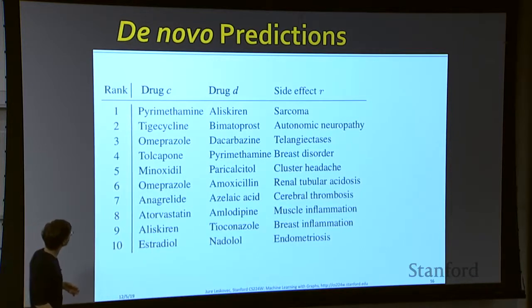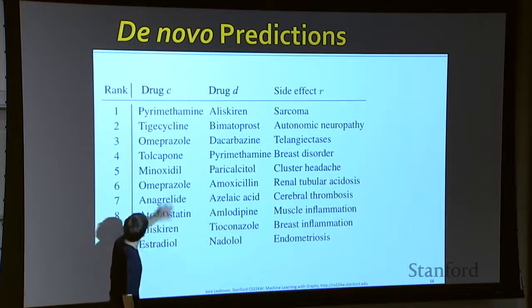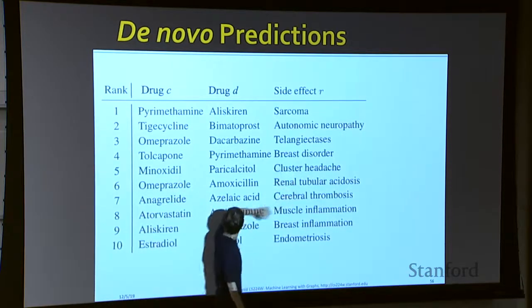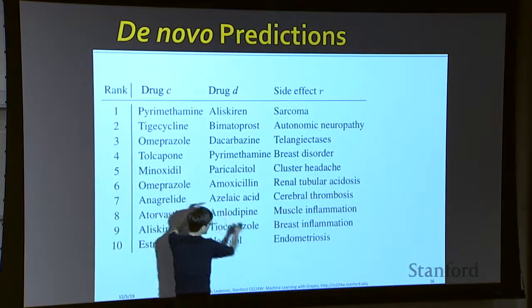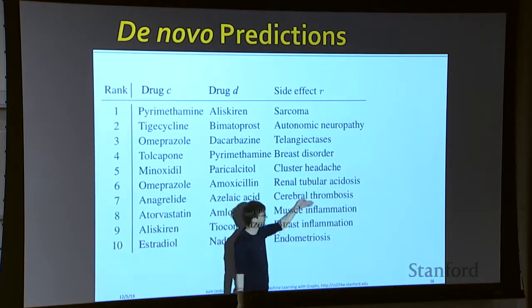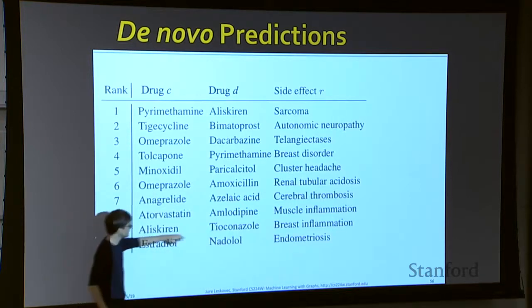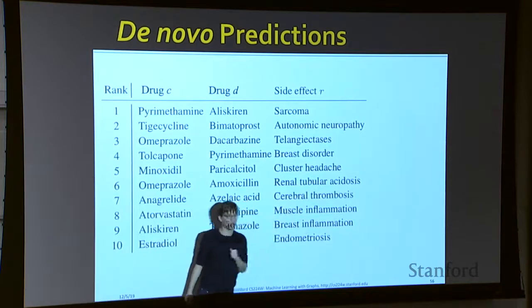So the model says, if you take this drug and that drug, you will get cluster headache. And if you take, I don't know, these 2 drugs, you will get something I cannot even read, right? So you'll get some other side effect, right? Or if you take these 2, you'll get this type of inflammation, right?